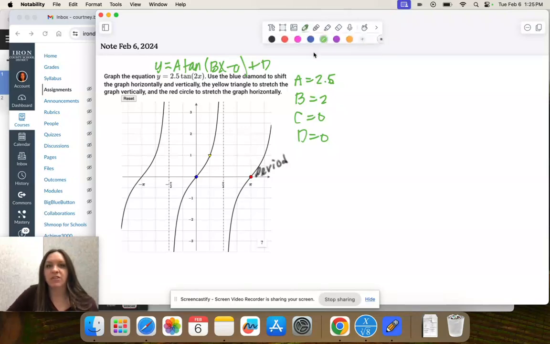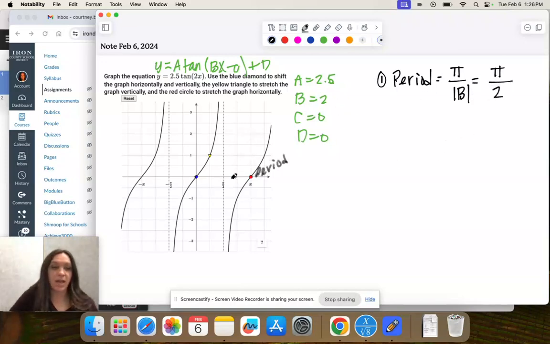And when we have a tangent function, the period is equal to pi over the absolute value of b. So b is 2, so our period is pi halves. So that means that I'm going to move this in to pi halves, and that means I have asymptote to asymptote is pi halves. That's the period.